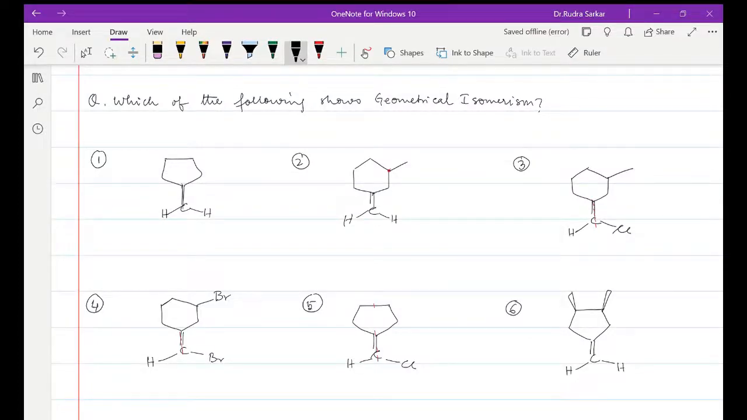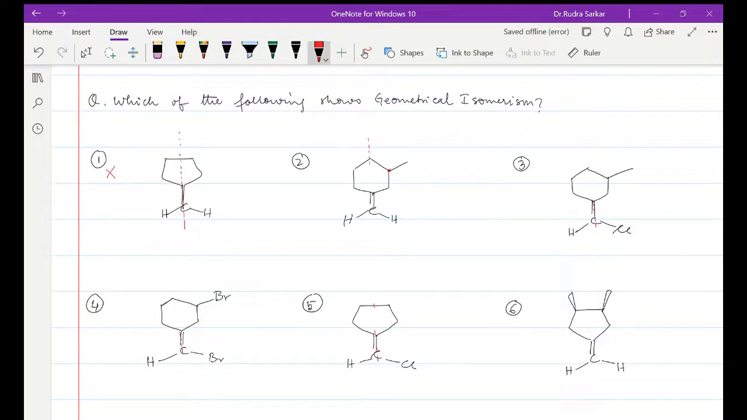Now in this particular lecture we will be trying to find out which of the following molecules show geometrical isomerism. So for example number 1, which is an alkylidene cycloalkene, if we draw a line and consider there is a plane across this line, then we can see that the right hand half is equal to the left hand half. So GI is not possible.